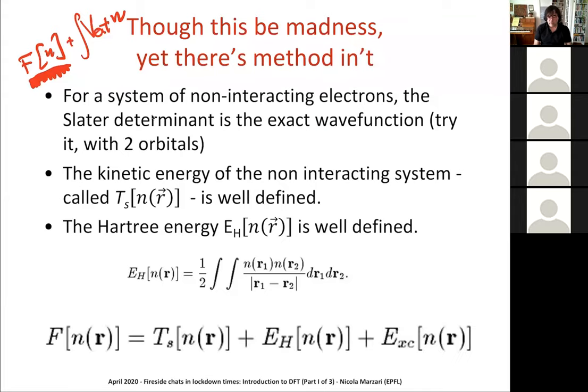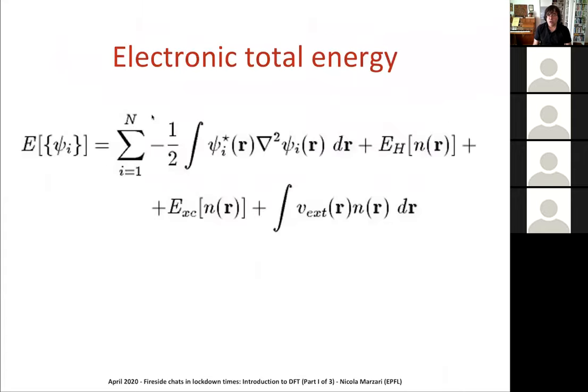And so what we have done is the game of the three cards. F, that we didn't know, is equal to TS, that is well-defined, the Hartree energy, that is well-defined, and everything else that we don't know. So they've just shifted everything that we don't know into the third term, and they call the third term, very evocatively, the exchange correlation energy.